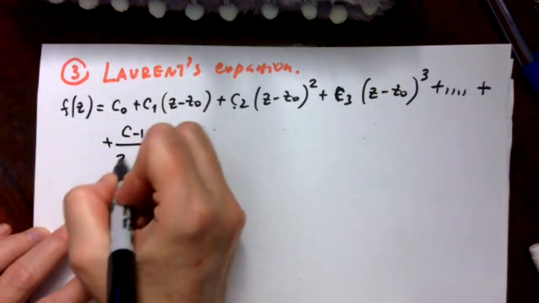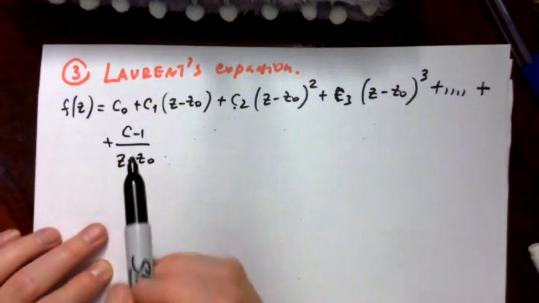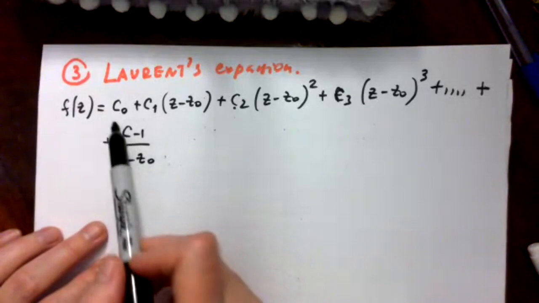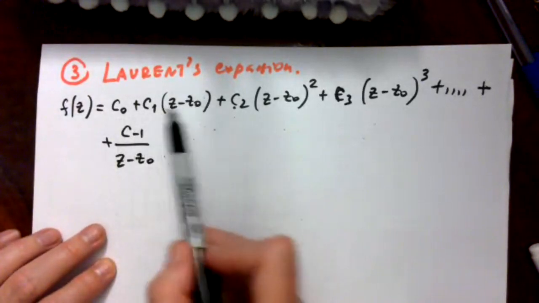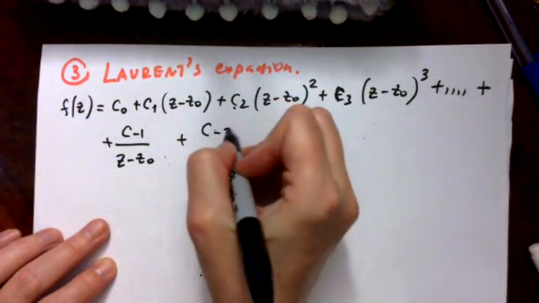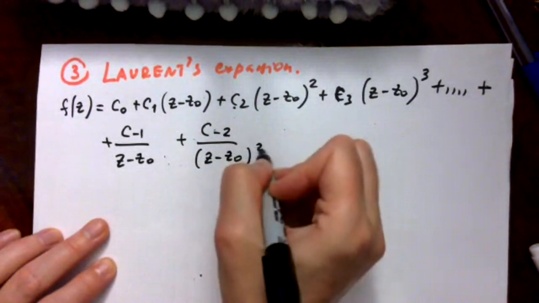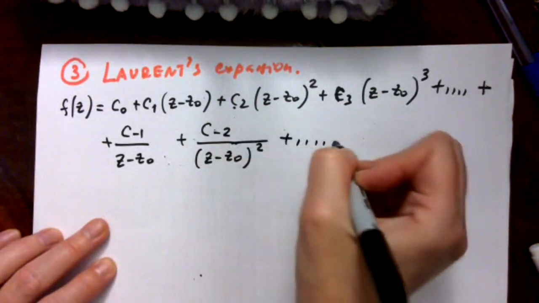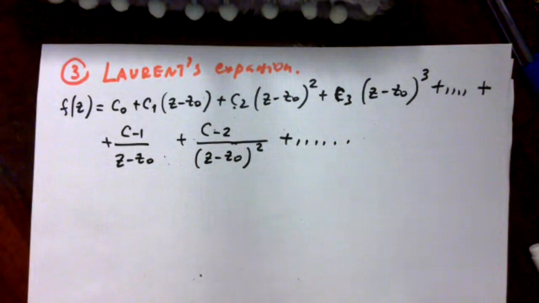C minus 1 divided by (z minus z0). Nothing like this happened before in Taylor's series. In Taylor's expansion, you are just not allowed to use negative powers of this z minus z0. But here it's quite common. Plus C minus 2 divided by (z minus z0) squared, and so on, and so on. So this looks like a real generalization of the concept of Taylor series.